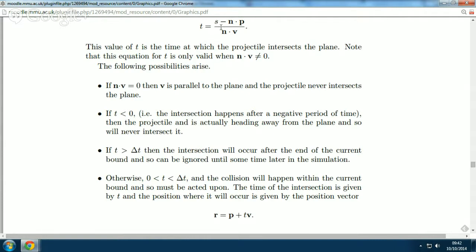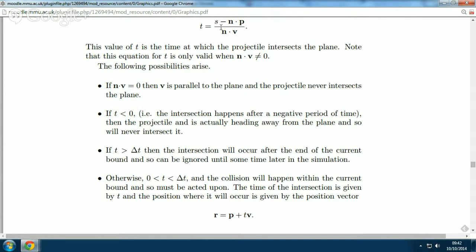If the t-value is greater than the bound delta t, then there will be a collision, but it's not going to happen within the current bound. So the computer can just update the position of the bullet, move the bullet forward, and then go and deal with the other objects in the scene. It knows that moving the bullet forward, it won't have hit the wall yet. So it can safely move it forward.